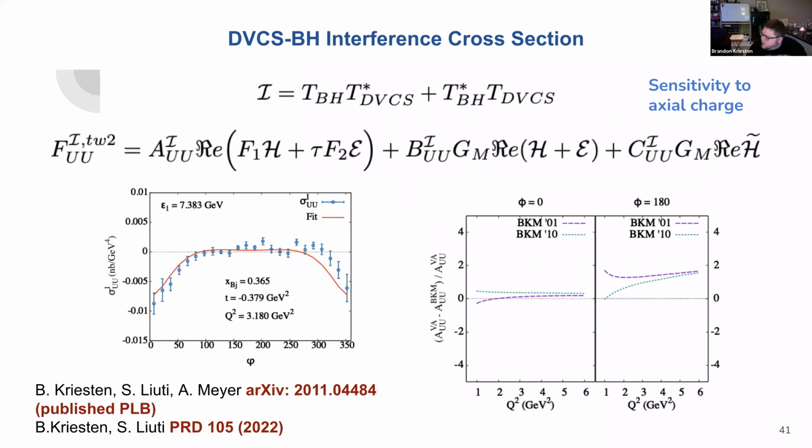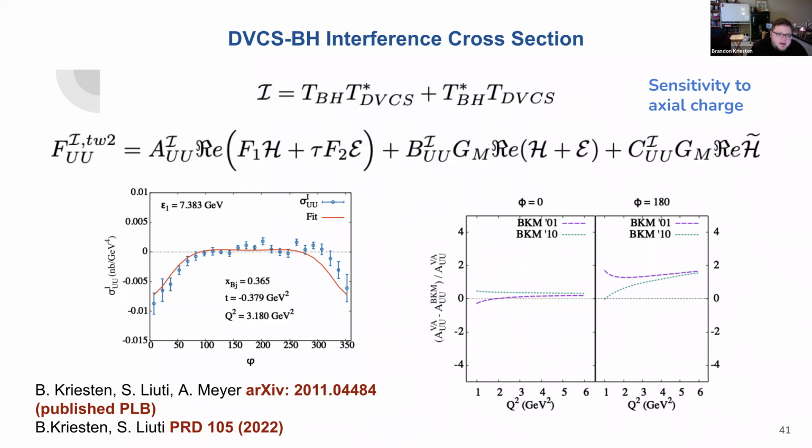When you write out the interference cross-section, you actually start to see very similar structures emerge. So F1H plus tau F2E is almost identical, if you take the forward limit here, to the F1 squared plus tau F2 squared term that I showed you before. So this is starting to look a lot like the elastic scattering cross-section. This is like a GM squared term.